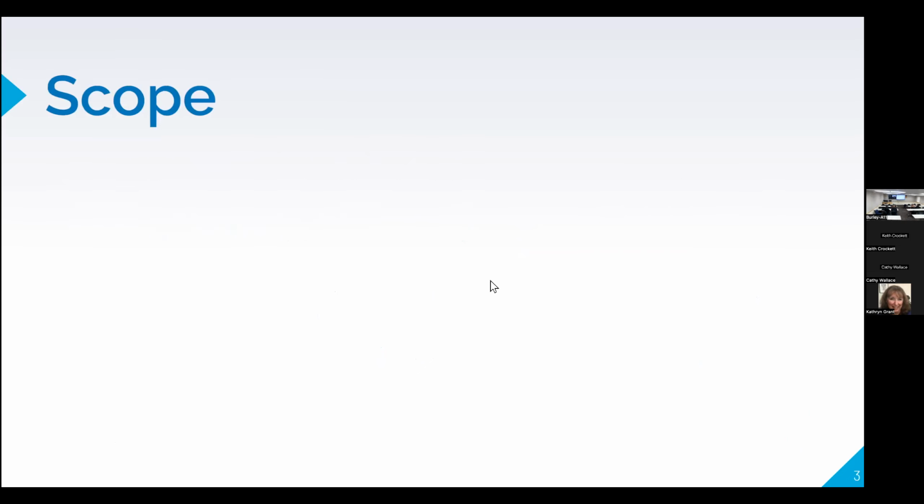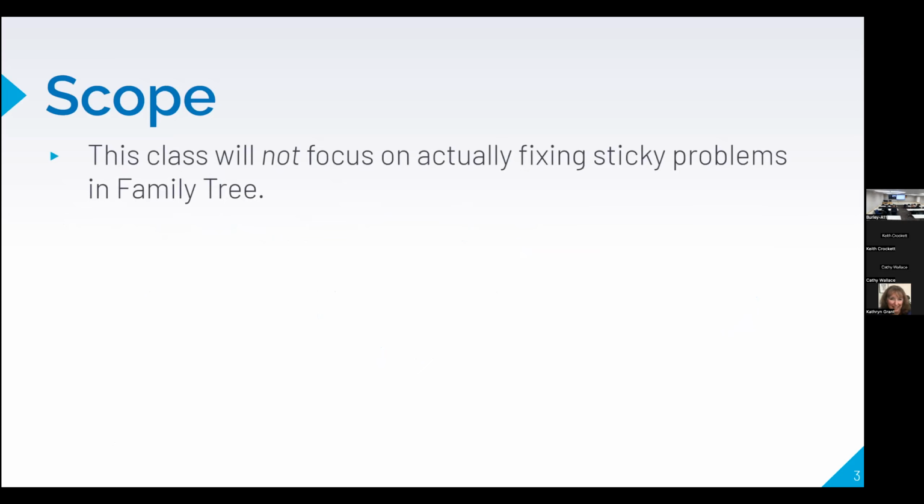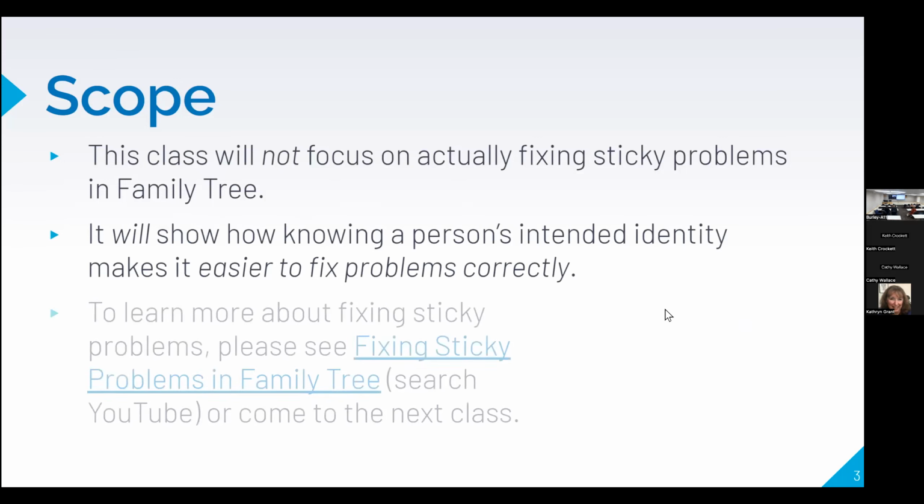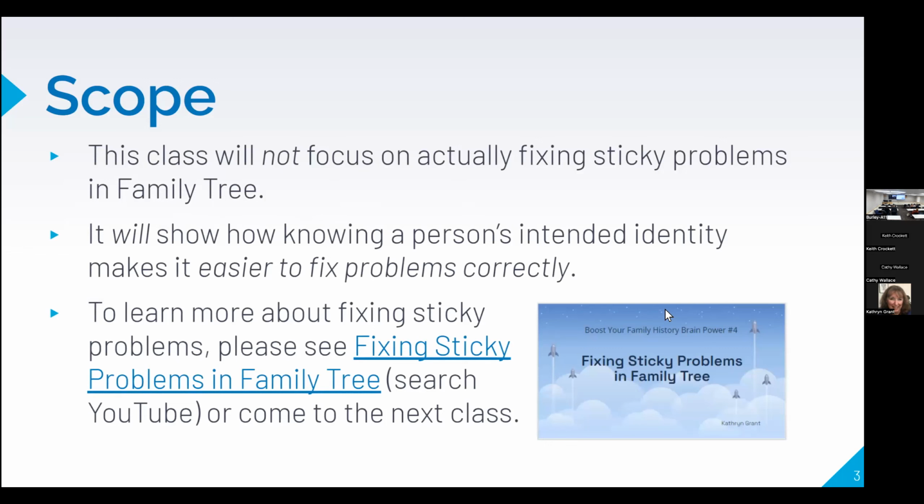I did want to be clear about the scope of this class today. Even though it says that intended identity is the key to fixing problems, we're not actually going to walk through fixing any problems in this class. Instead, we're going to focus on understanding intended identity. The class will show how knowing a person's intended identity makes it easier to fix those tricky problems. And if you want to learn more about fixing sticky problems, there's actually a recorded webinar on YouTube. And so here's a link to it.